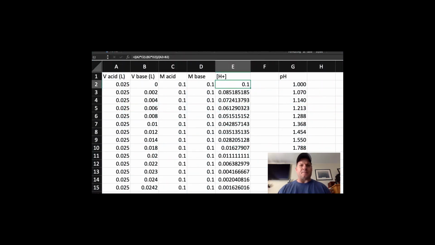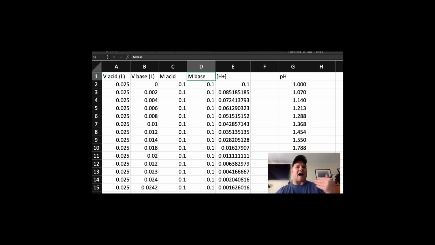So what I've done here is I've made a PowerPoint to calculate the pH at various points through the titration. The data that I've plotted here is the volume of the acid that we start with. You'll notice that it's 0.025 liters. So I'm starting with a fixed amount of acid. Then we have the volume of base in liters here. So I slowly am increasing the amount of base to see that rise. We're going to use a 0.1 molar acid and a 0.1 molar base.